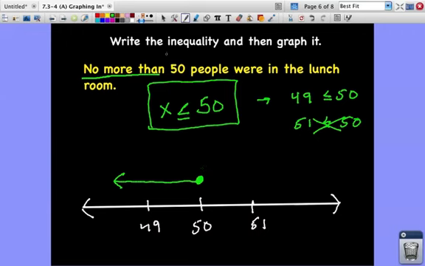And that's it, you guys. You just determine whether it is an open or a closed circle, and then you determine which way you need to shade. And that's how we graph inequalities.